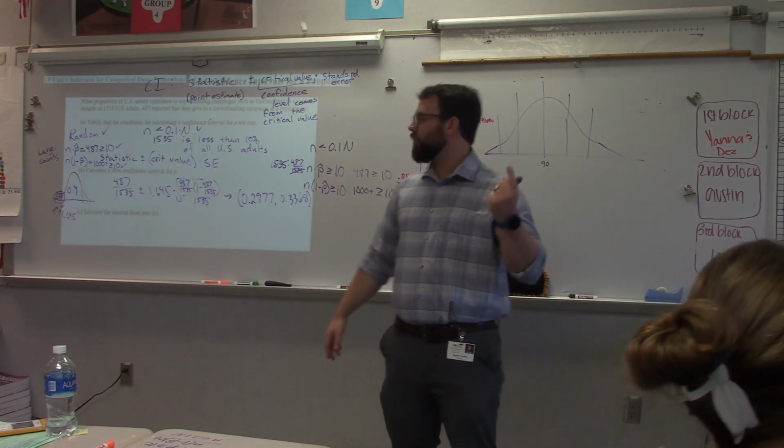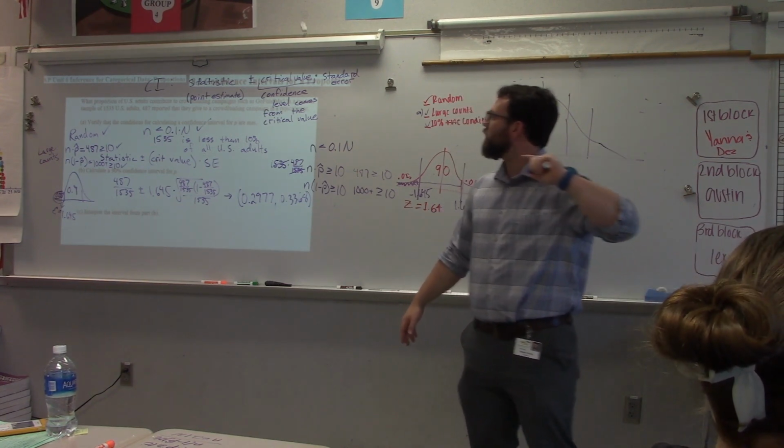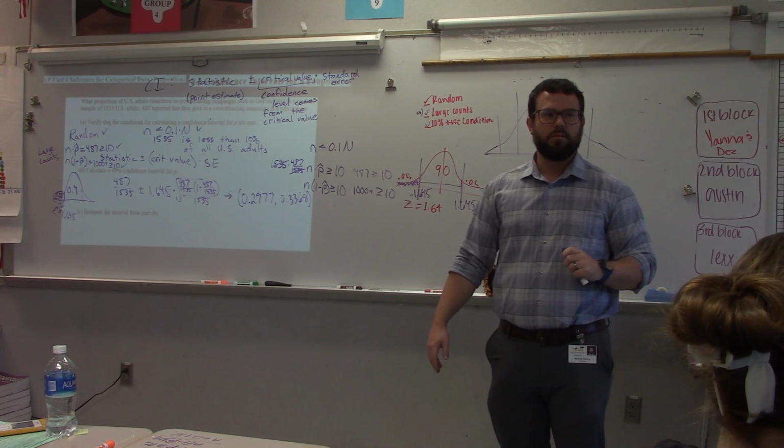With 90% confidence, the interval from 0.2977 to 0.3368 captures the true proportion of U.S. adults who contribute to crowdfunding campaigns. That's it. Say that again.